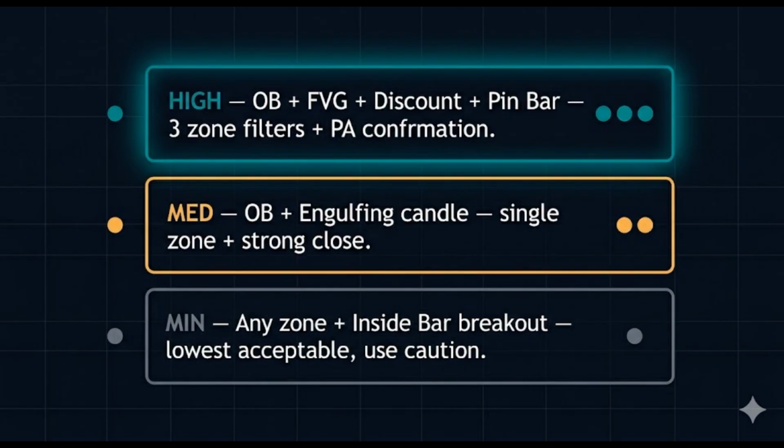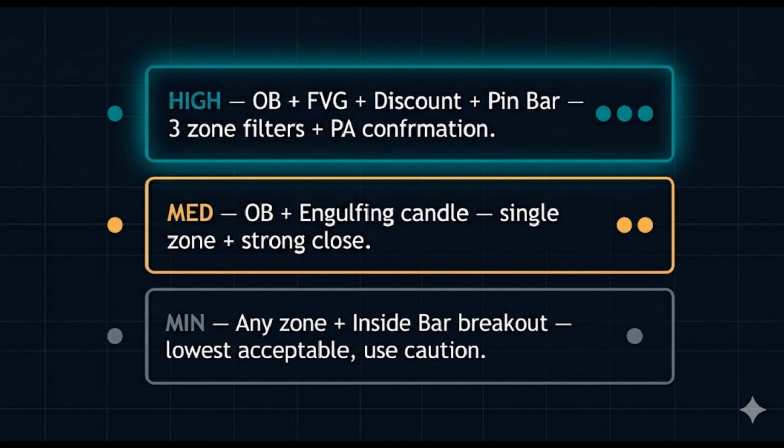This is the highest probability entry configuration in the course. Medium tier, you have a valid OB and a bullish engulfing candle at the zone. Two conditions. Tradable, but watch the size. Minimum tier, any single zone with an inside bar breakout. Technically valid, but use reduced size and tighter management.